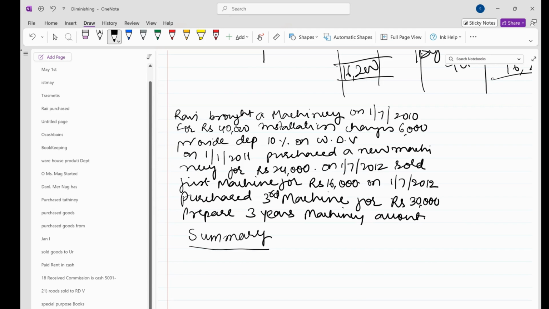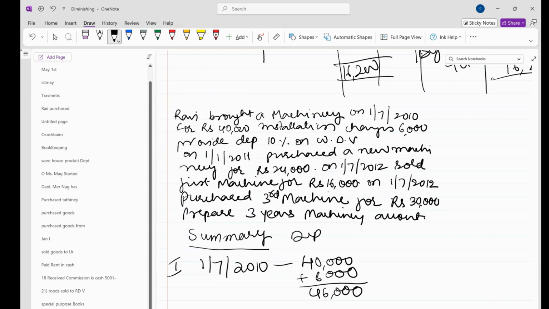Ravi bought a machinery on 1/7/2010 for 40,000. Okay, this is the first machine. And what are the installation charges? 6,000. So what is the total cost of the machinery now? 46,000. And depreciation is 10% on written down value method.